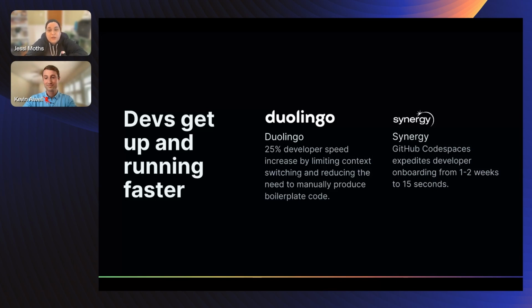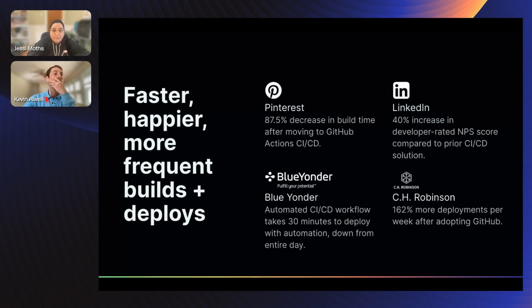Similarly with Synergy, using GitHub Codespaces helped expedite their developer onboarding when a new developer came onto a project or to the company in general, from a couple of weeks to literally 15 seconds. See something very similar here at GitHub, right? Where bootstrapping the GitHub monolith that we run github.com on could take hours to weeks. And we also have that down to minutes or even seconds here.